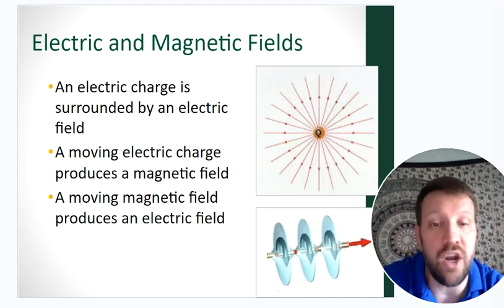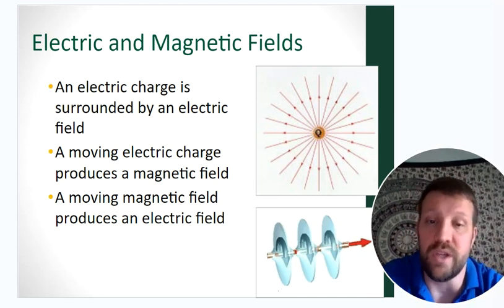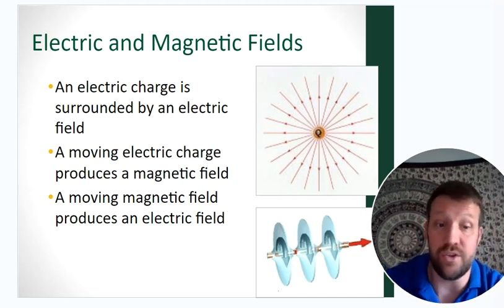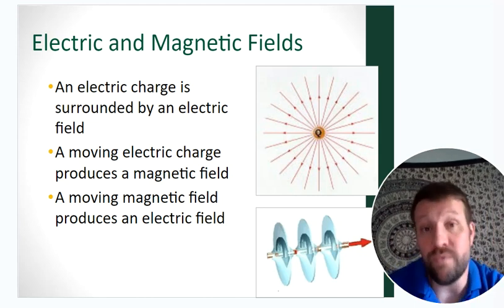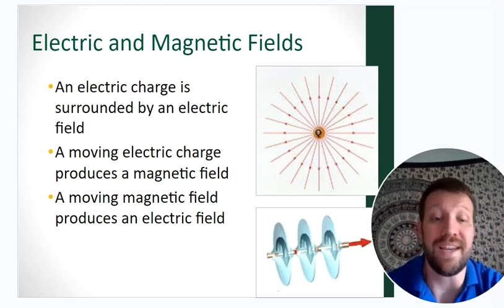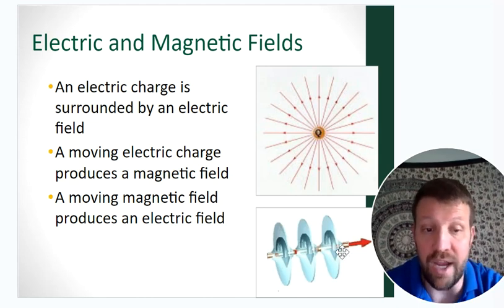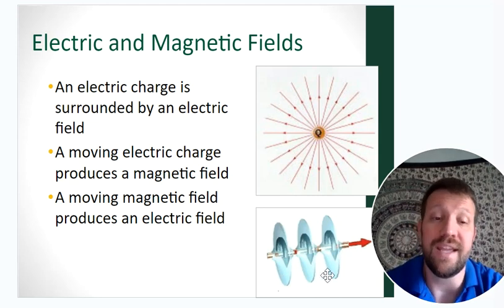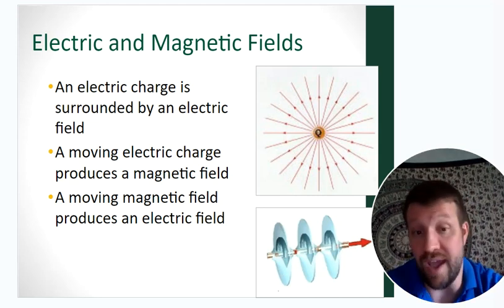So first, an electric charge is surrounded by an electric field. We know that. And then a moving electric charge produces a magnetic field. That's the new piece here. When we have a moving electric charge, a magnetic field is created. And you see right here a wire with a current moving through it, and then a magnetic field that is forming around that. Okay?